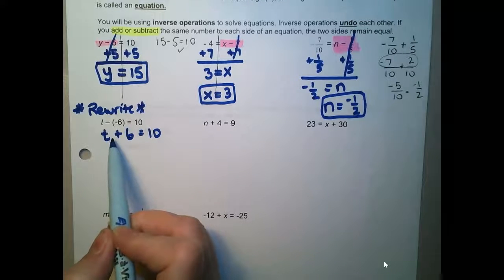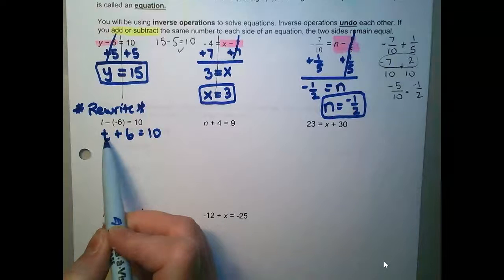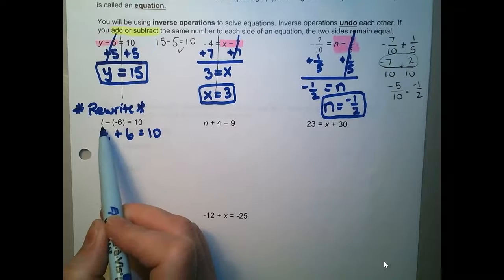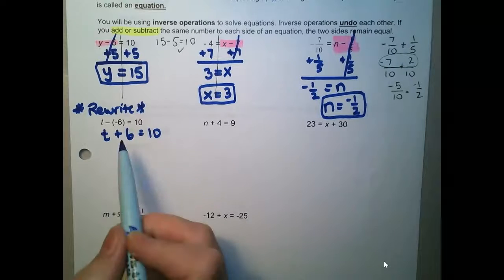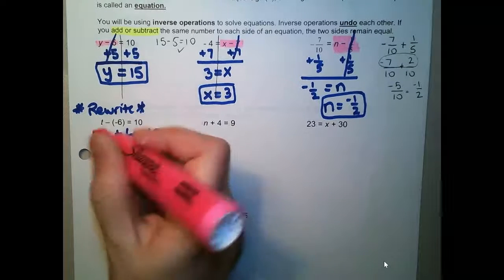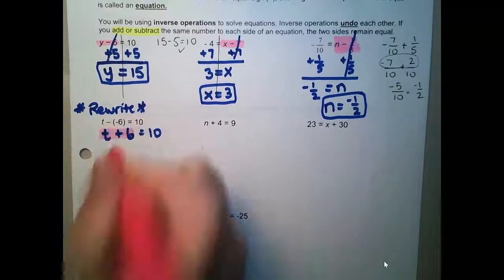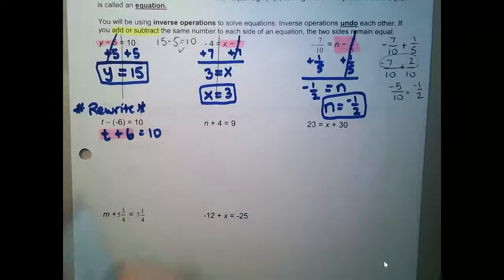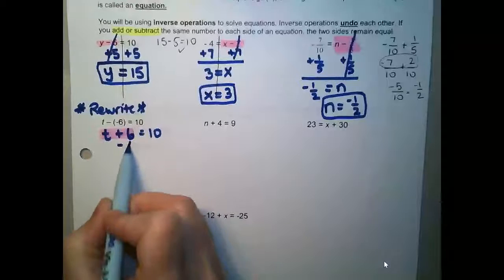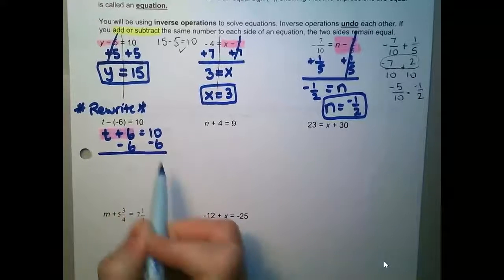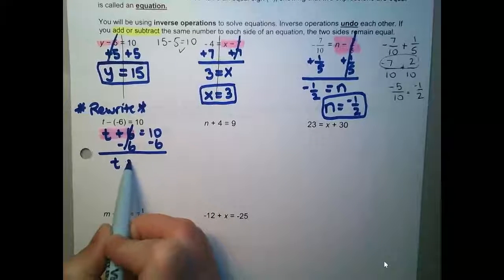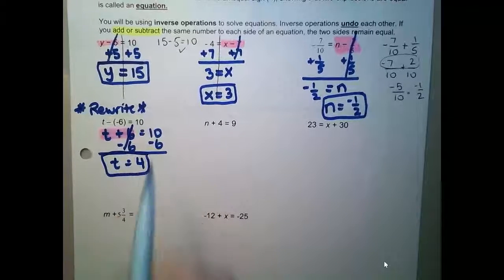Notice my T is curved on the bottom, so it doesn't look like a plus sign. You'll notice that the one that's typed, we did the same thing, a little curve on the bottom, so it does not look like a plus sign. But now it's an addition problem, and I'm going to look at the side that has the variable. There's a T plus 6. The inverse or opposite of adding 6 would be subtracting 6. If I subtract 6 on the left, I subtract 6 on the right so that they stay balanced and equal. T equals 4, and that one's already good.